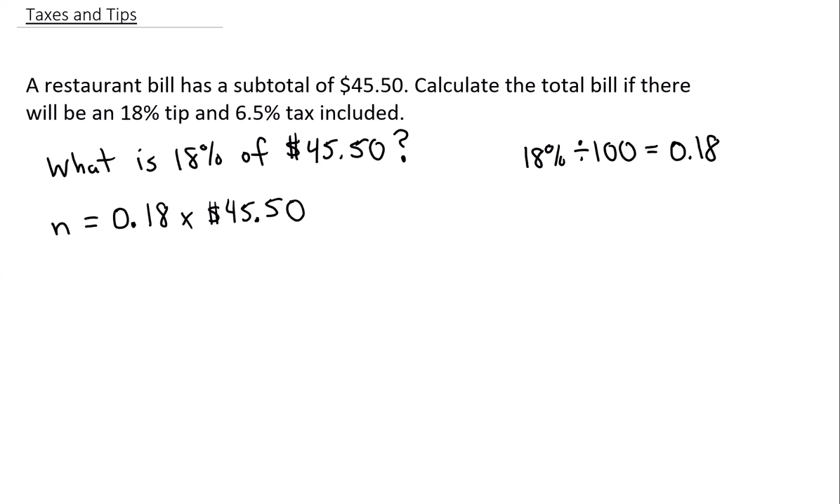And now it's just a matter of solving. If I have n equals 0.18 times $45.50, just throw it in the calculator and it'll kick out a final answer. And there we have it. $8.19 will be the tip.